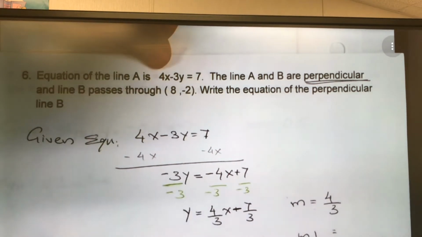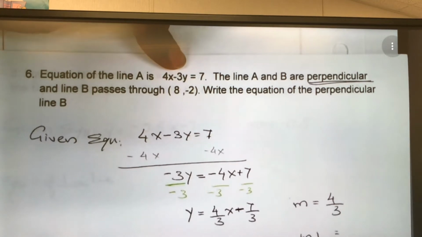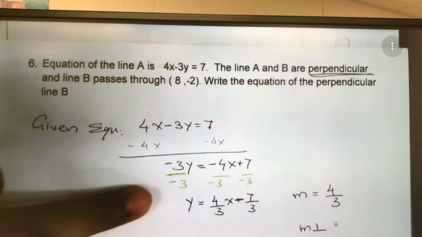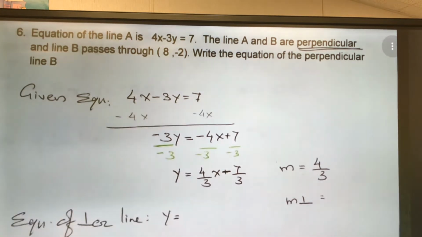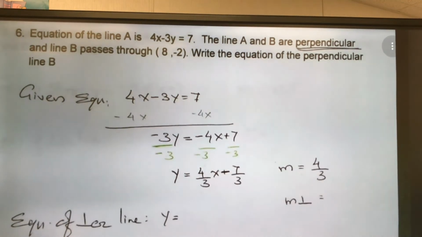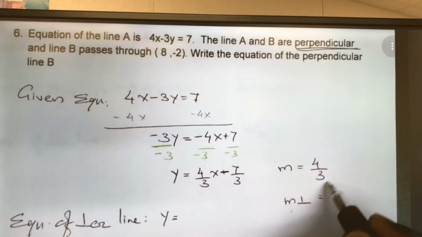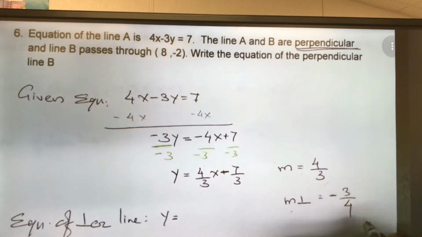So this is in the standard form. I need to rewrite this equation to y is equal to mx plus b. When I do that, I will get y is equal to 4 over 3x minus 7 over 3. The slope of my given line is 4 over 3. So since I am writing the equation of a perpendicular line, the slope of the perpendicular line should be the opposite reciprocal of this slope. That is negative 3 over 4. So I had to flip the numbers.